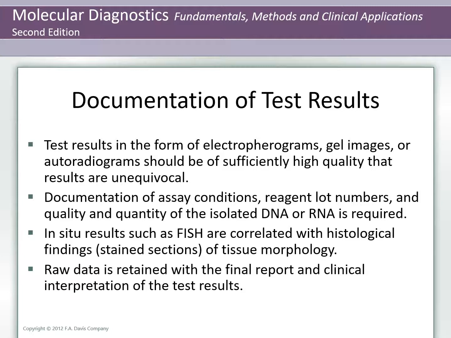All the records need to be labeled with patient identification, sample numbers, target analyte, run identifiers, and the date of the assay. All of the raw data also needs to be retained with the final report and clinical interpretation of the test results. Careful documentation is extremely important because molecular diagnostic results may differ from results of other laboratories or from the clinical diagnosis.